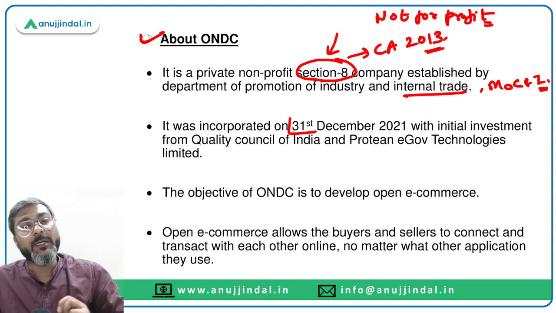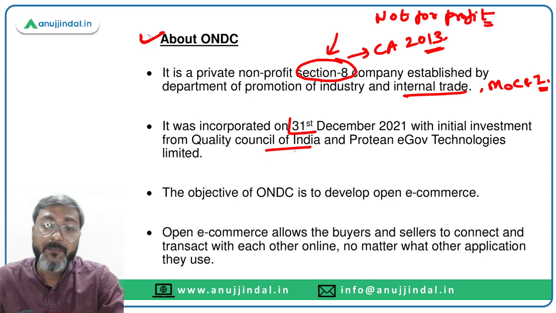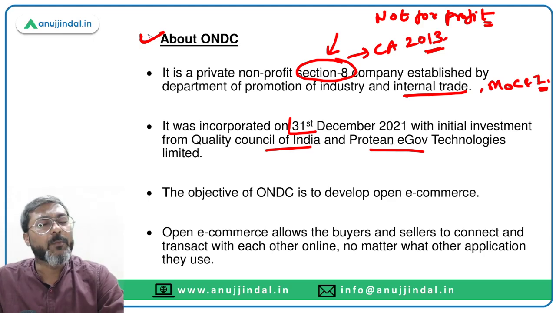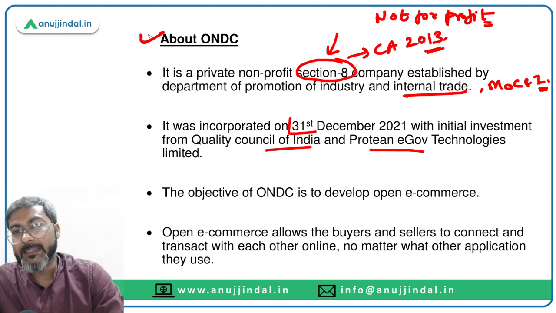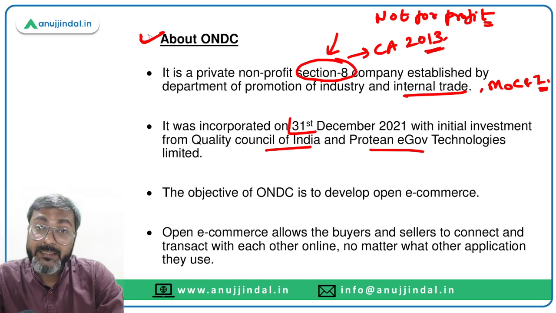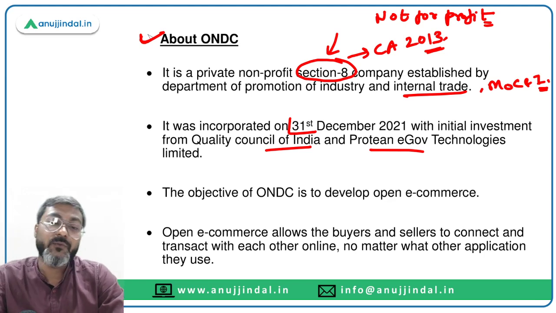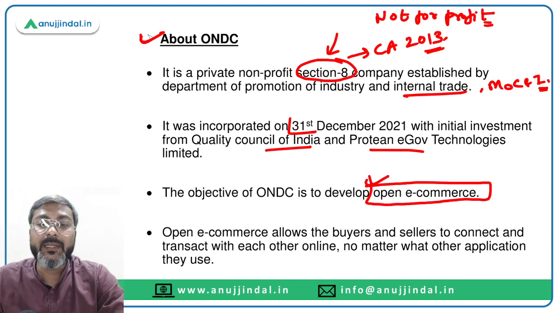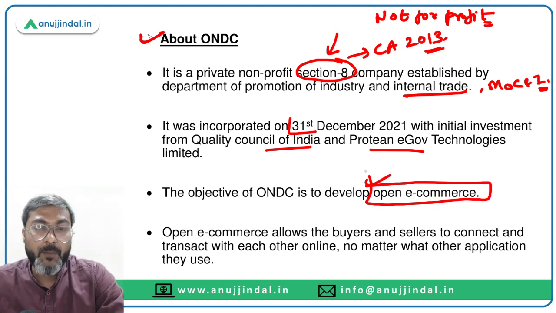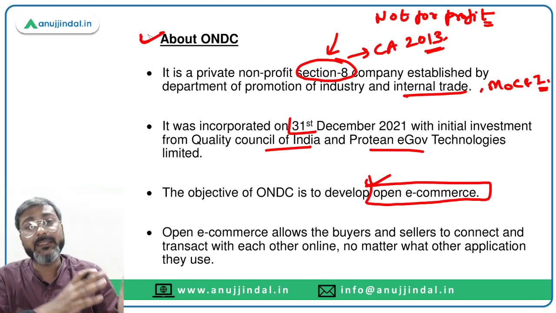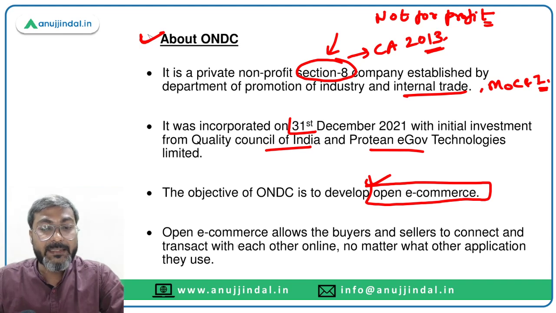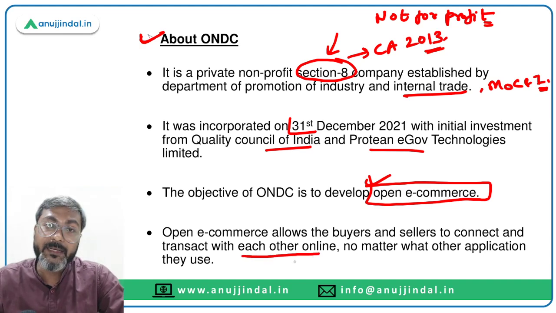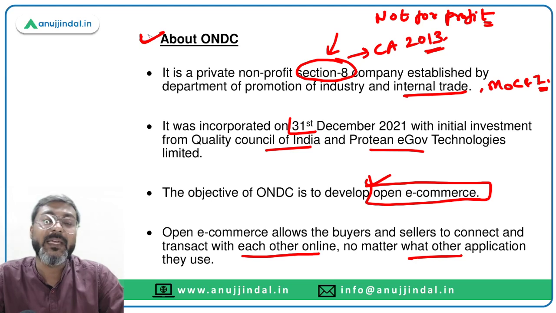The initial investment was given by Quality Council of India and Protean eGov Technologies Limited, right? Now you must be wondering why government incorporated this company, what was the need? So the objective of ONDC is to develop an open e-commerce platform. Now what is the meaning of open e-commerce, guys? So remember, this open e-commerce concept allows the buyers and the sellers to connect and transact with each other online, no matter what other application they use.